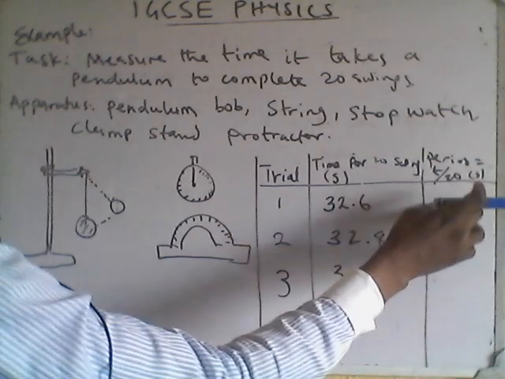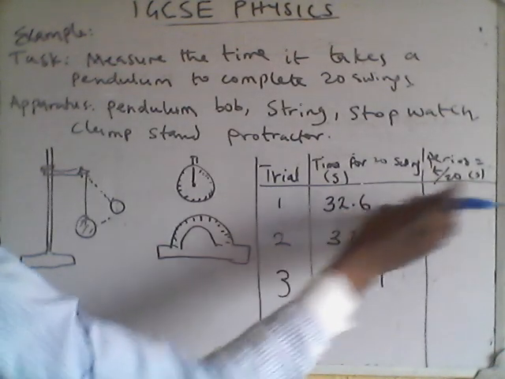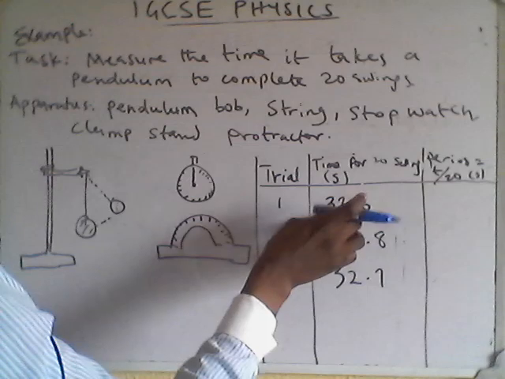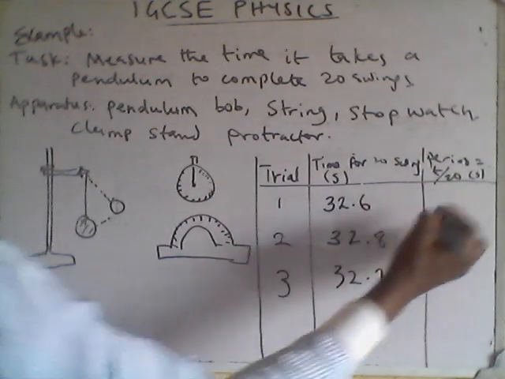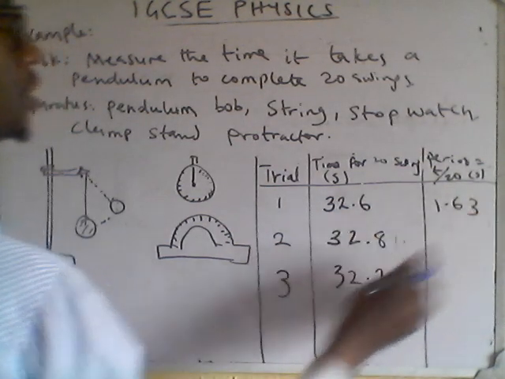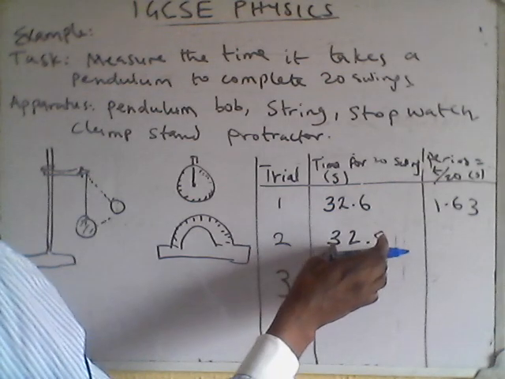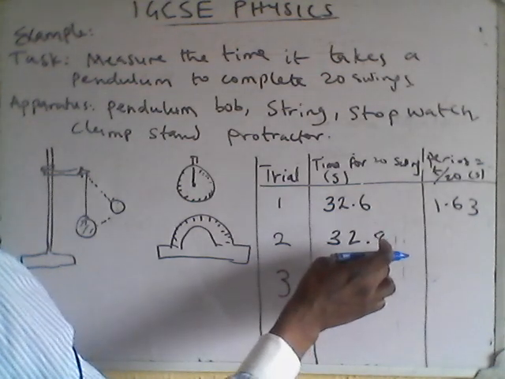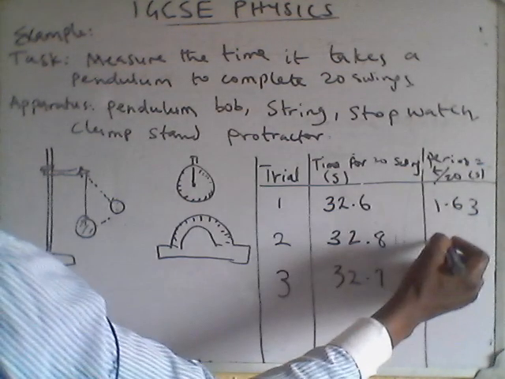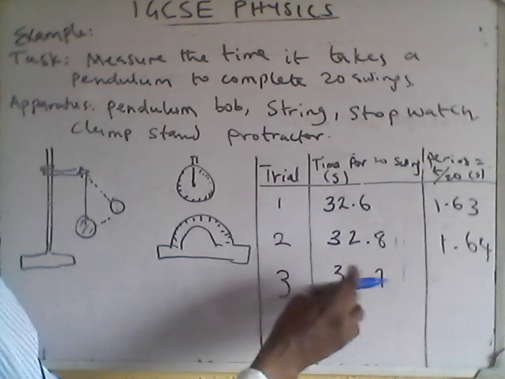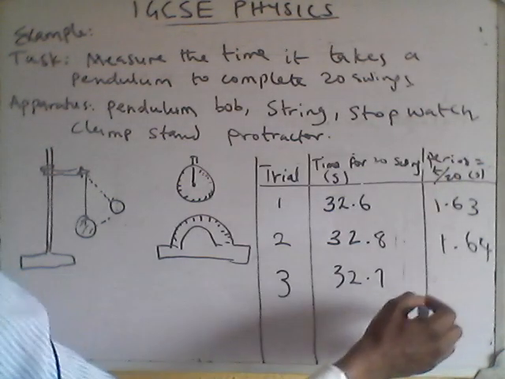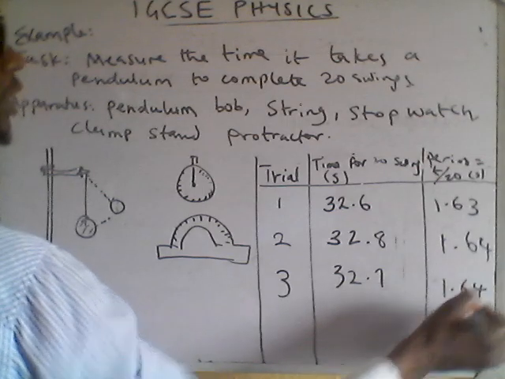So for the period, it is this time divided by 20. Whatever I am putting here is because I divided this one by 20. If I divide 32.6 by 20 for the first one, I get 1.63. If I divide 32.8 by 20, I get 1.64. And if I divide 32.7 by 20, I get 1.64 again.